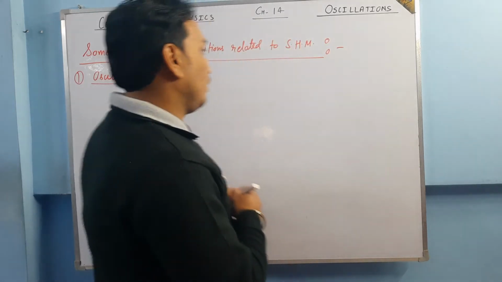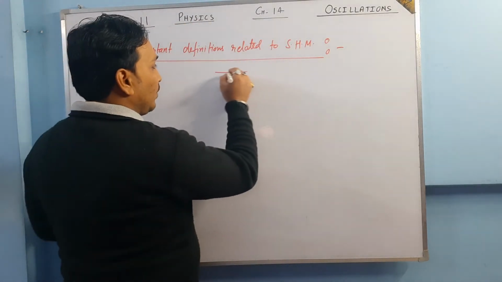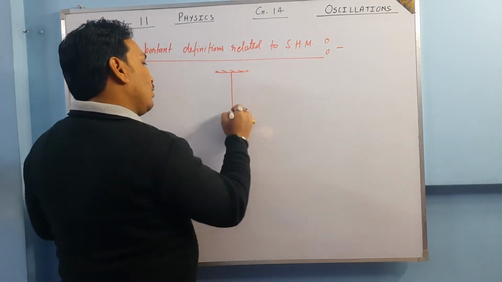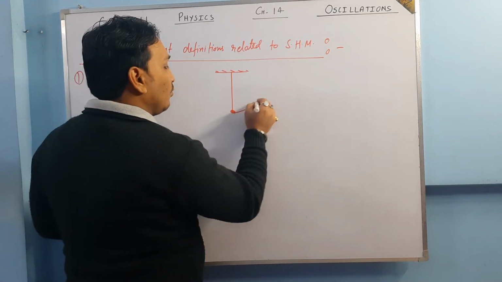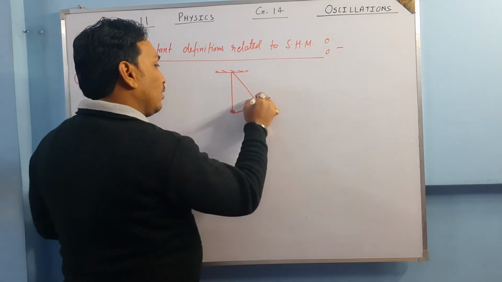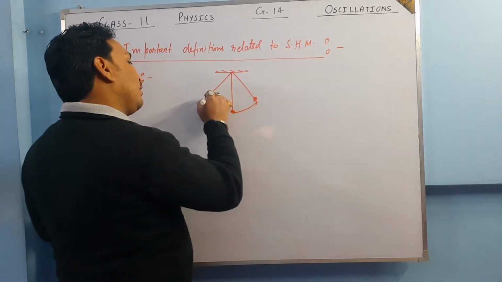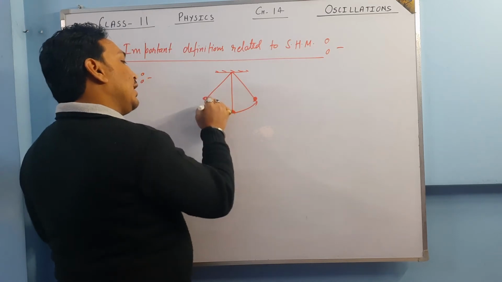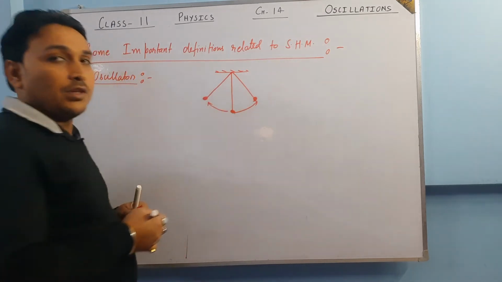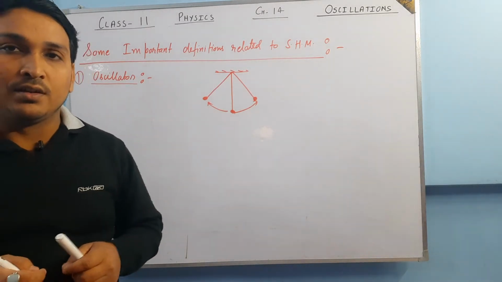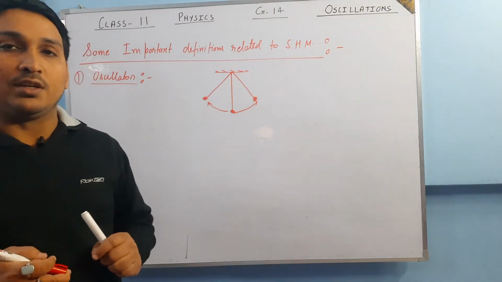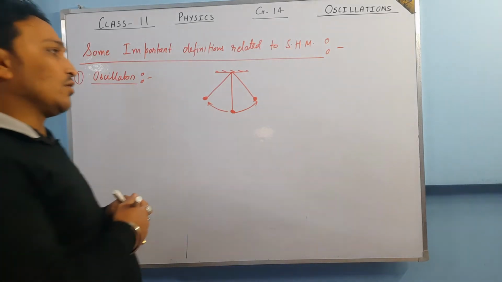Like suppose we take the example of a simple pendulum. Who is doing SHM over here? If this pendulum goes that side and this side, then who is executing SHM? Obviously this pendulum. So this pendulum is called the oscillator. The body which is doing SHM.